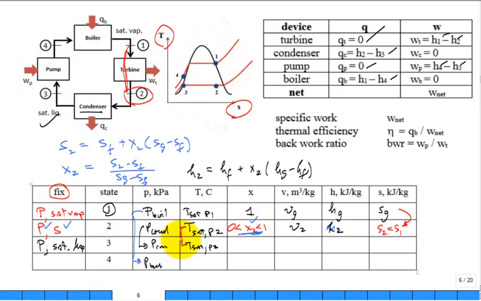All right. So now what about the quality at state 3? 0. What about the v of state 3? That's v sub f at that lower pressure, the condenser pressure. Then it's h of f at that condenser pressure and h of g at the condenser pressure. True? Now what about 4?